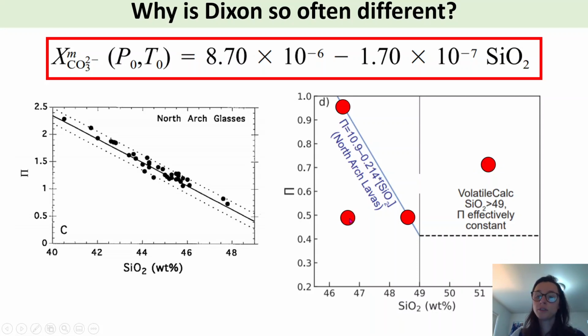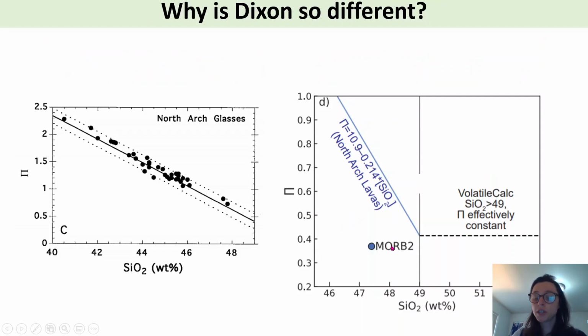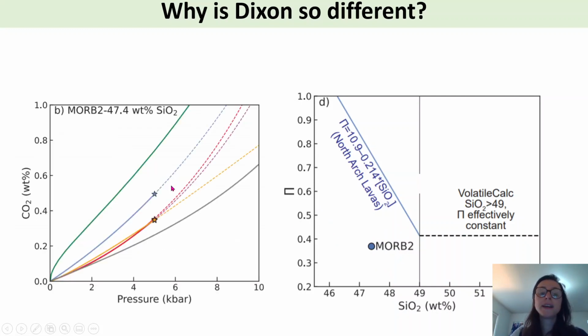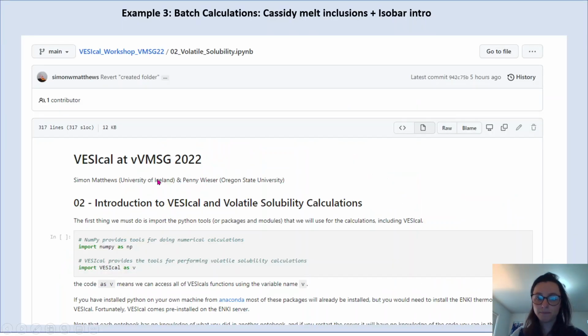In contrast, if you're down over here, at a given silica content, your melt has a much lower pi value than the North Arch lavas, so a much lower CO2 solubility. And if we plot that MORB 2 composition on, we can see it lies below this line. So basically, VolatileCalc Basalt is projecting it up to this line effectively and saying based on its silica content, we predict a high pi value and therefore we predict a high CO2 solubility.